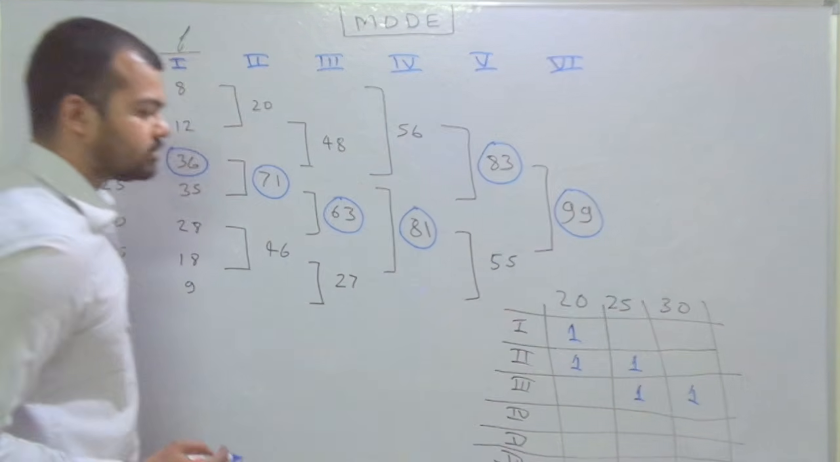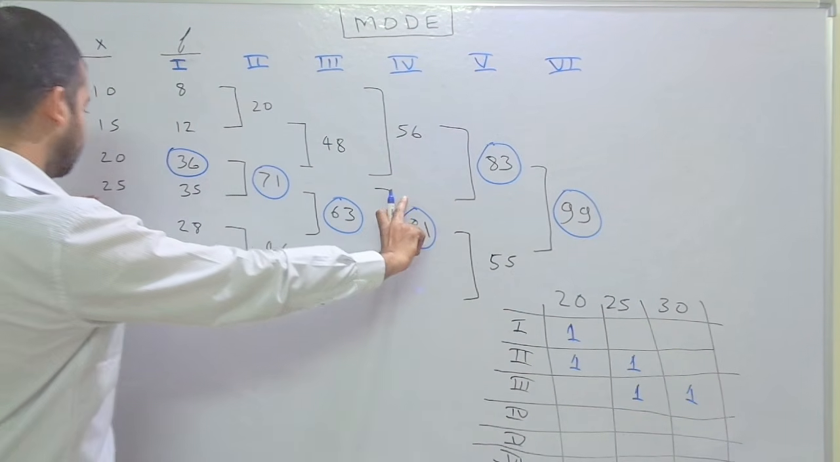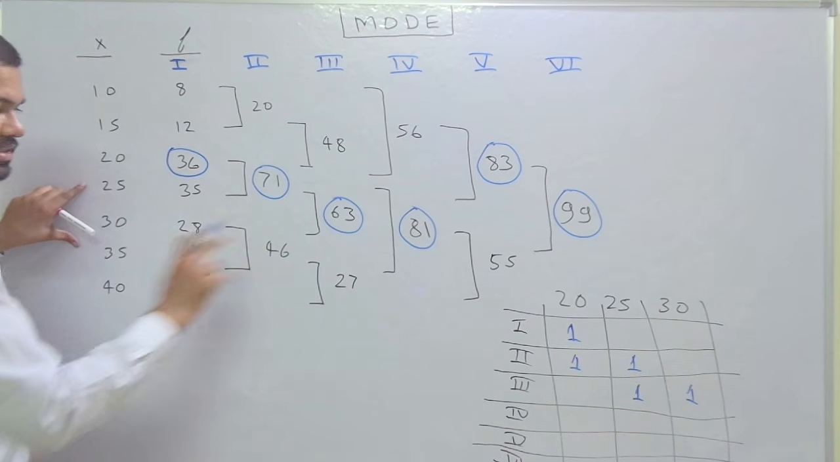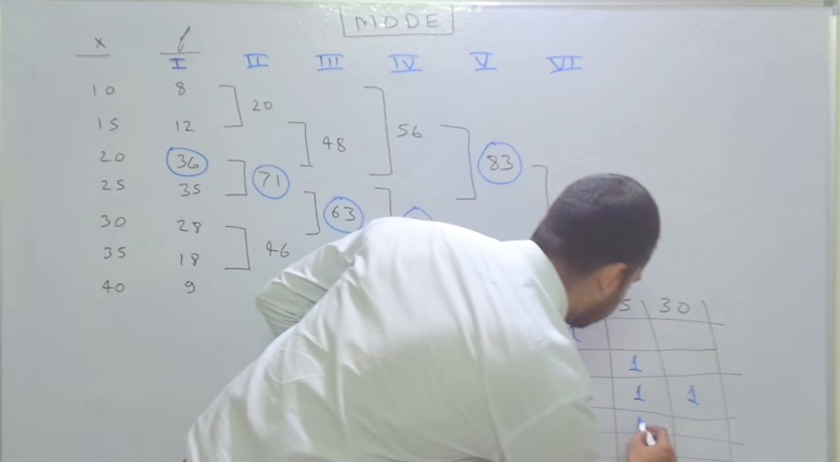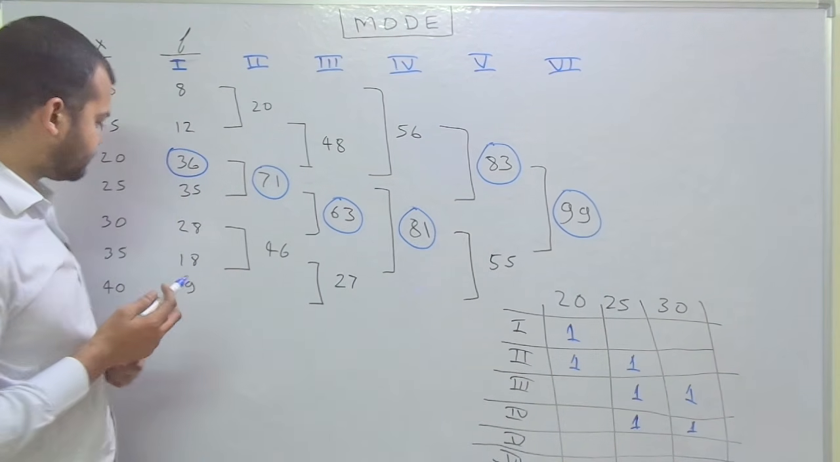And when we are calculating fourth column, this is 81. This is combination of these three items. So 35 we are not taking in this analysis table. So 25 and 30 is the fourth column. 25 and 30. So we are putting 1, 1, 1.